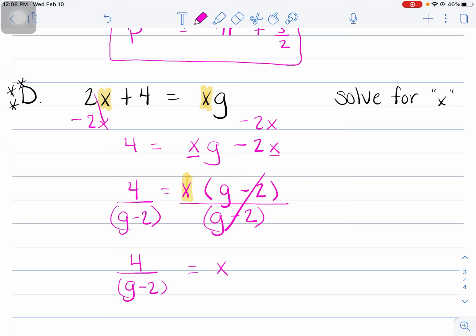You can't simplify any further because notice that G minus 2 is not a monomial. That's a binomial. This is as far as we can go. We can't put that into 4. So this is our final answer.